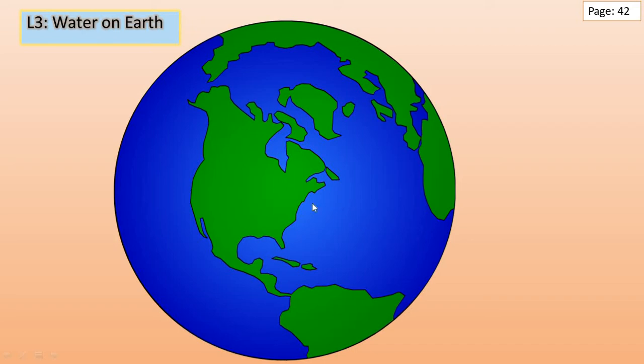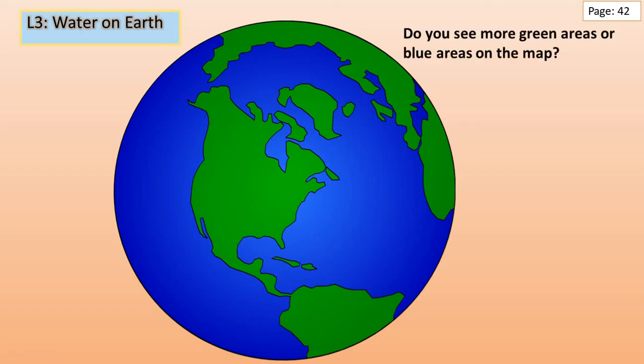We are living somewhere here. It's very interesting, right? What colors can you see here on the Earth surface? We can see blue and green colors, right? The question now is, do you see more green areas or blue areas on the map? What do you think? Guess what?